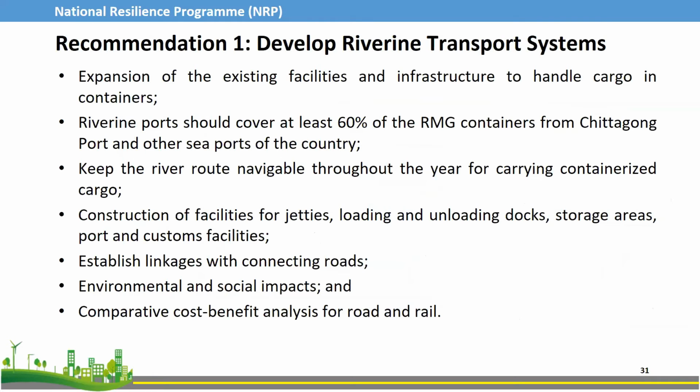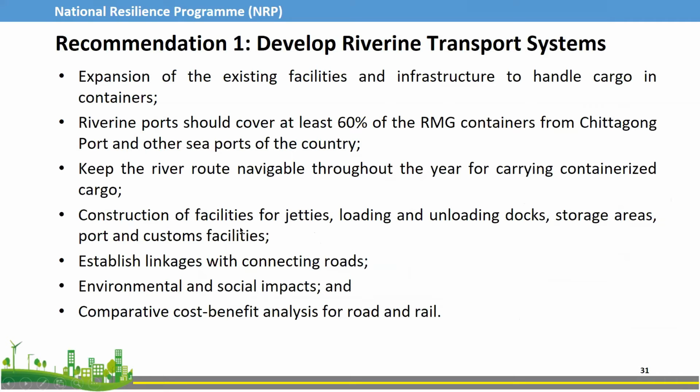So now let me come to the concluding part where we have our recommendations. First recommendation is develop riverine transportation system. So for that, we have to do the expansion of existing facilities and infrastructure to handle cargo in the containers. Then riverine ports should cover at least 60% of the RMG containers from Chittagong port and other seaports in the country, and keep the river route navigable throughout the year for carrying containerized cargo.